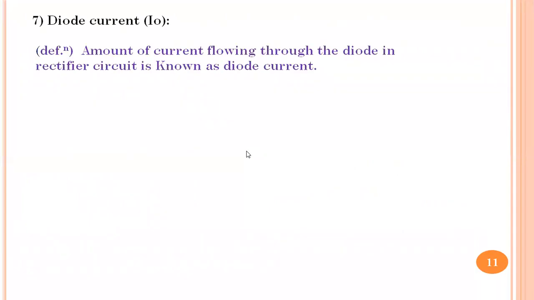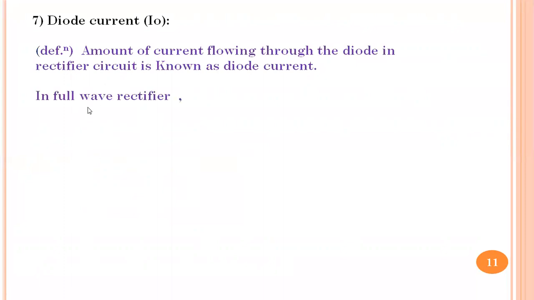That is the diode current rating. Potential is IO. The amount of current flowing through the diode, either D1 or D2, will be equal, because D1 conducts in the positive half cycle and D2 conducts in the negative half cycle, meaning the conduction of current through both of them will be of equal value. That is known as the diode current.